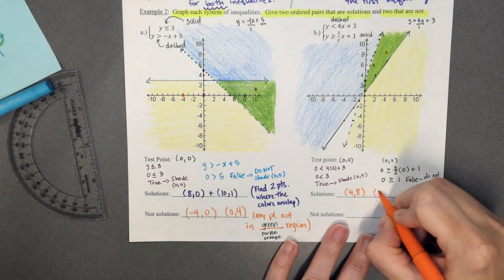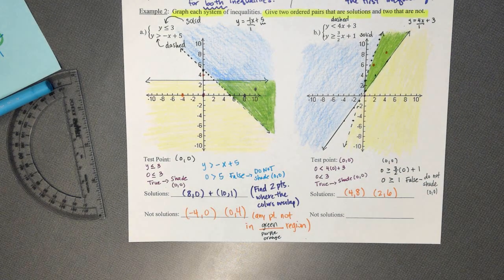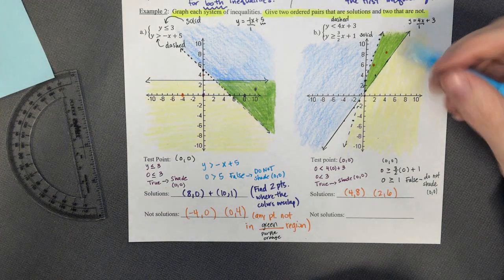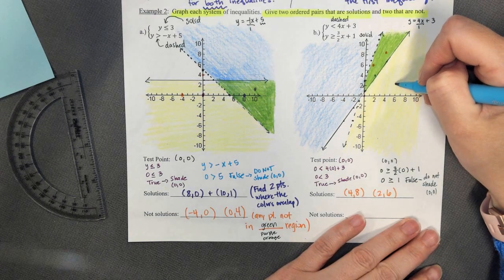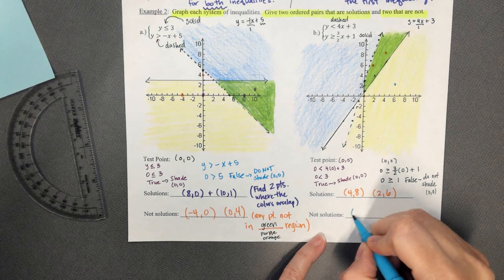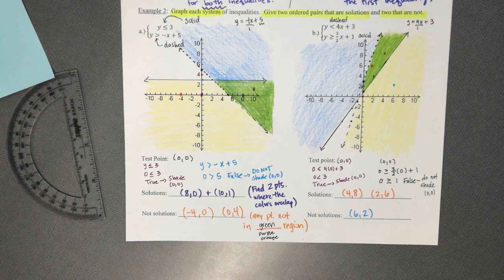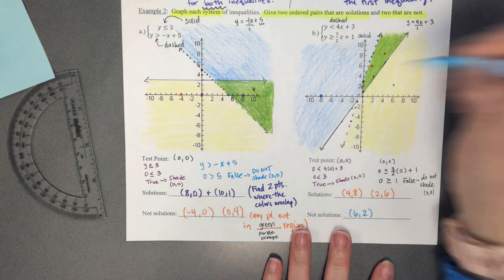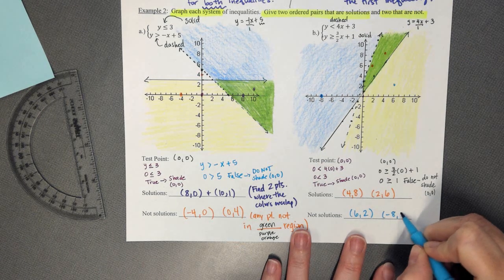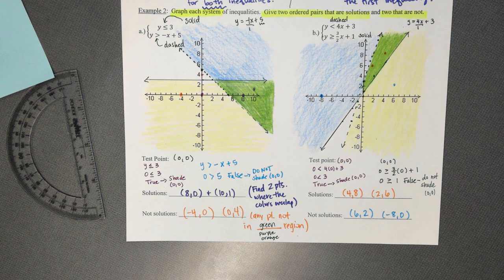Awesome. We could put 6, 2 where though? Yeah, 6, 2 could be one of the no solutions because it's only in the yellow region. Okay, we could put one over here that's just in the blue region. That would be -8, 0. It just has to be any 2 of those points. Okay?